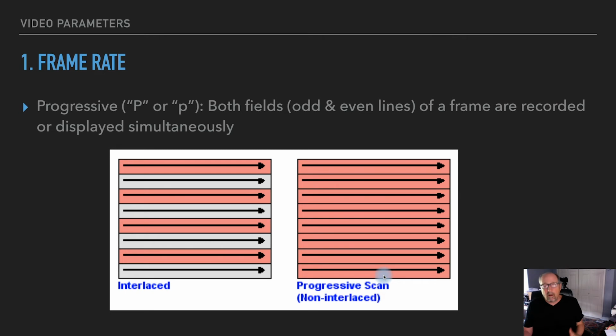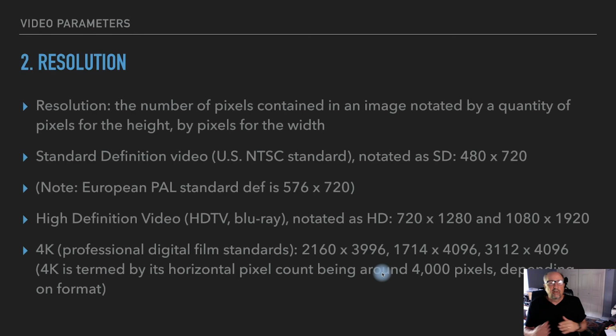It used to be a modern thing to be able to get a camera that filmed in progressive, other than the film cameras. But now pretty much all of your cameras do that. Okay, so now we move on to resolution.